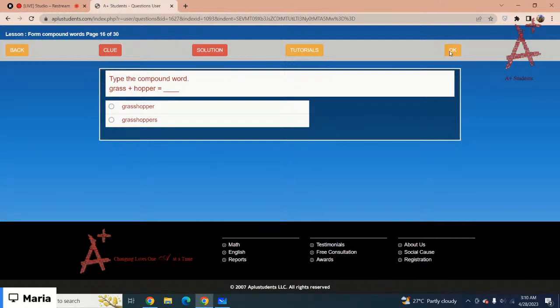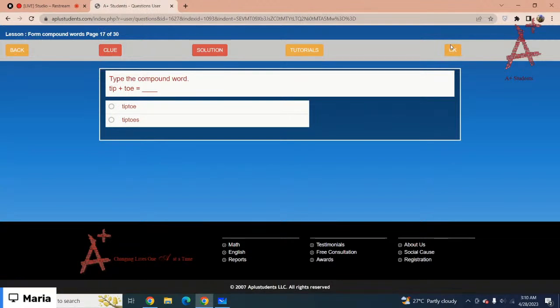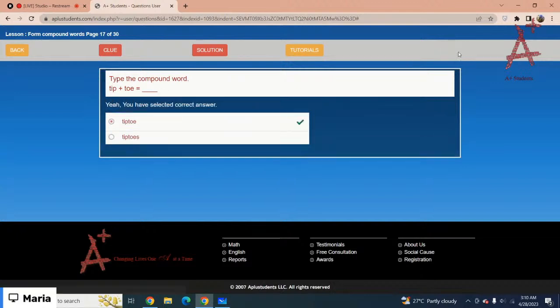Compound words are the words that you can make from combining two small words. Just look at the example, grass plus hopper. Together you can make grasshopper. Got it? So compound words are the words that are made of two small words. Like grasshopper is a compound word. Got it? Okay, the next one is tip plus toe. So together they make tiptoe. They have exactly the same spelling as the original words. So it would be tiptoe. Option number one is the correct option.